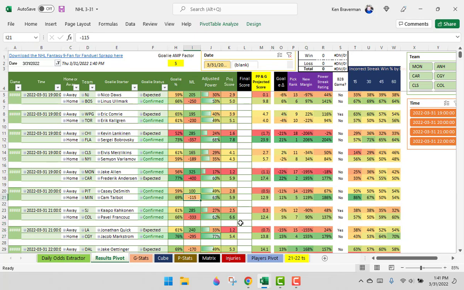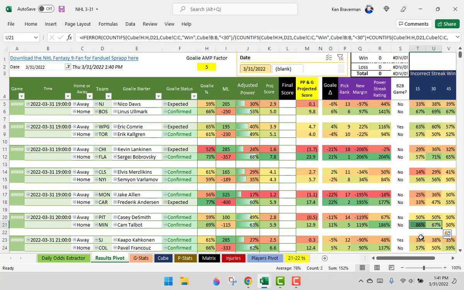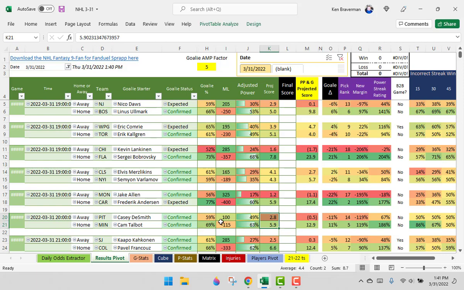Number 5 pick. Wow. So Casey DeSmith going for Pittsburgh lowers Pittsburgh. It's not Tristan Jarry. And Cam Talbot and Minnesota, a team playing excellent. That means they've won all their games in the last 15 days because it's including today's game. So the 86% probably means they're undefeated in the last 15. Says they win 6-3 and only a -115 line. So that's a reasonable line for a 5th pick of the day. And everything else is terrible, right?